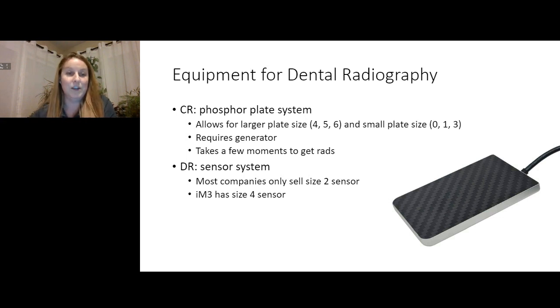So some stuff that you want to make sure that you have is, you're going to have your generator, of course. That's how you're going to get these x-rays to show up. But then you're going to have either a phosphor plate system, which would be your CR system, or your DR system, which is a digital sensor. And so many companies sell a size 2 sensor. We are super fortunate that in the veterinary dentistry market today, IM3 actually has come out with a size 4 sensor, which is fantastic. And it's a larger sensor. It makes it so that you can quickly, because I know a lot of people worry about the amount of time under anesthesia, but you can quickly gather a lot of information with that larger sensor. So that's something that is available.